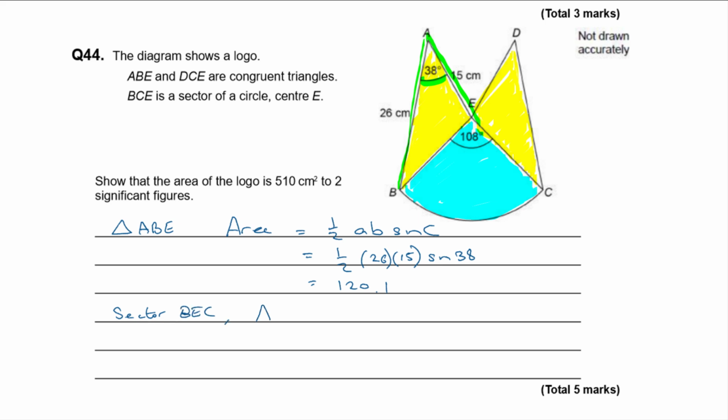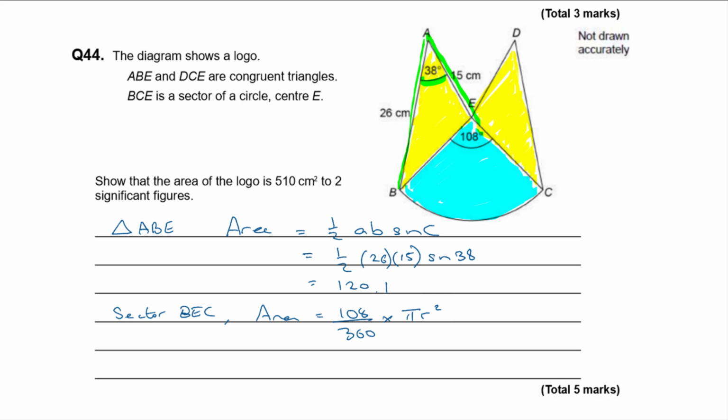BEC, and that has an area. How do we find the area of a sector? It's the angle at the center, 108 over 360, times the area formula of a circle, pi r squared. Now, what is the radius? Oh no, we don't have the radius. Okay, so we have got a little bit more work to do first, because we need to find that radius before we can go on and find the area.